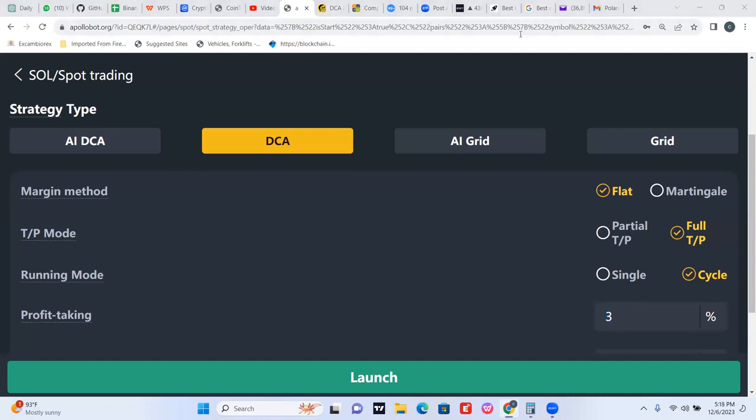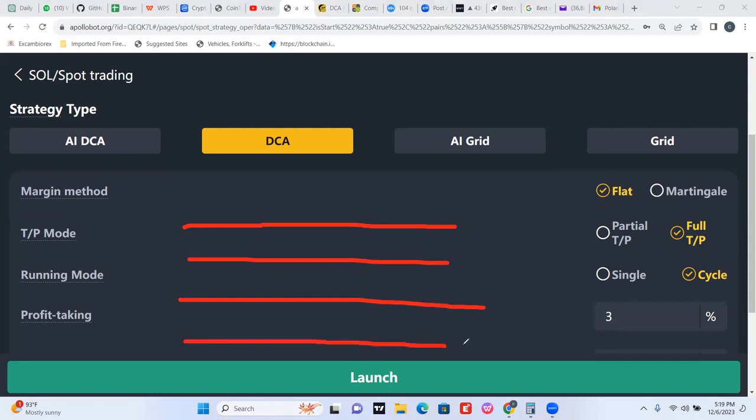Now let me make a description of how full TP works. This is your chart. These are your grid lines. If you buy BTC here, this is Bitcoin, and you use full TP, then as the market goes down and comes up, it won't take any profits, because you have instructed this robot to take probably 3% of that trade. It will keep doing this.